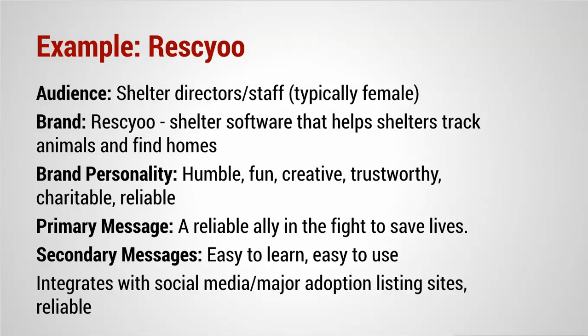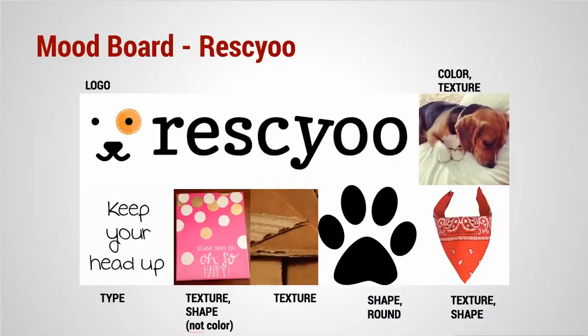Secondary messages: easy to learn, easy to use. Rescue integrates with social media and a major adoption listing site. So as you put animal pictures into the system, you can publish those online to look for potential adopters, and it's very reliable.